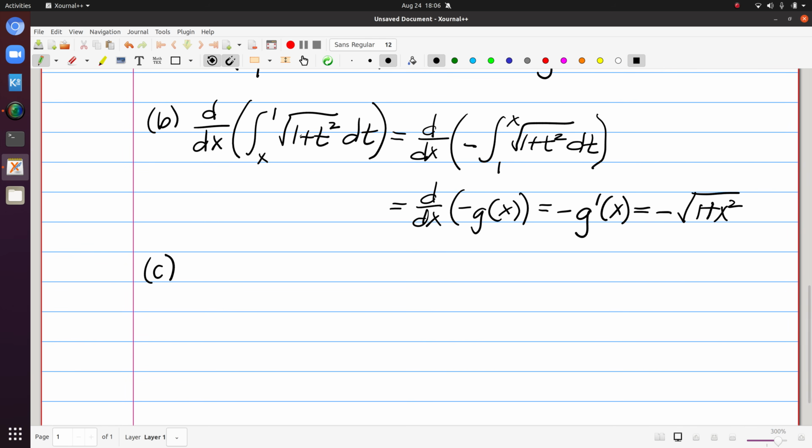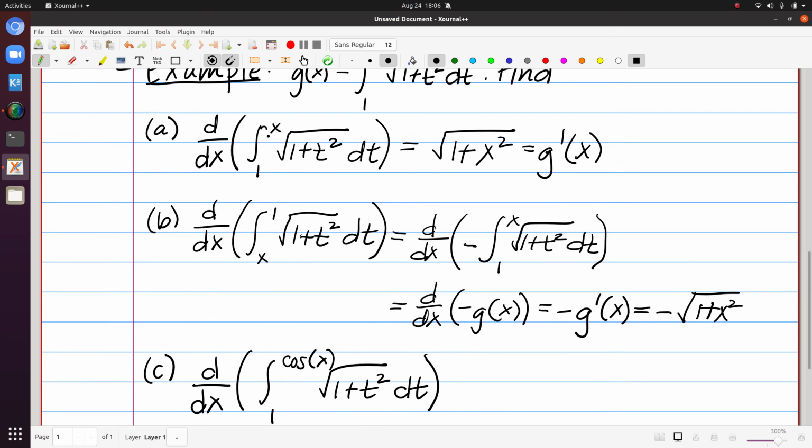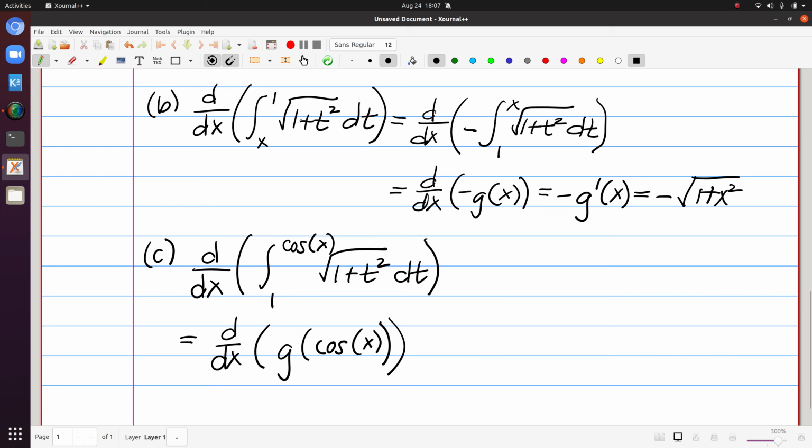The other thing we could potentially run into is if we had to find the derivative of, again, a constant in the lower limit of integration, but some function of x up top. So let's say cosine. So what I want to point out, so we can think about how this relates to differentiation rules, this is the same thing as being asked to take the derivative of the composite function g of cosine of x. So if you come back to our definition of g of x, if I were to replace x with cosine of x, this is what we'd get.